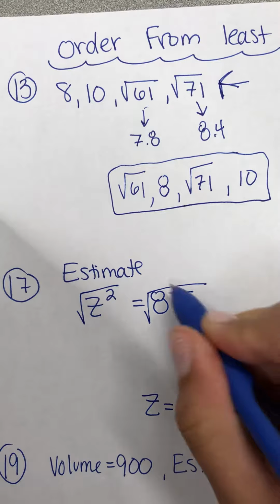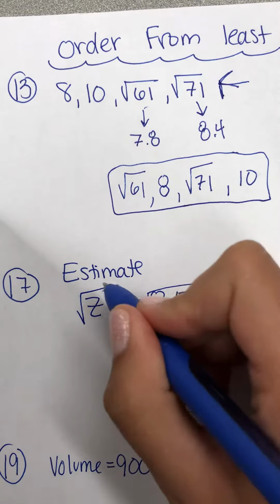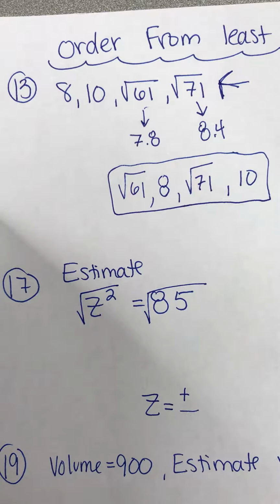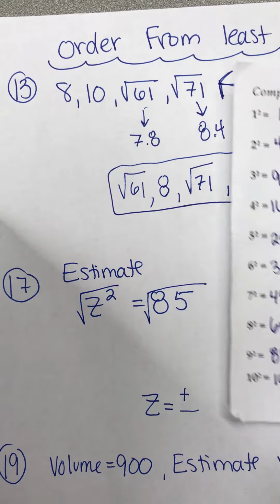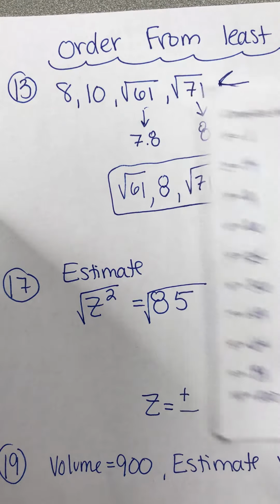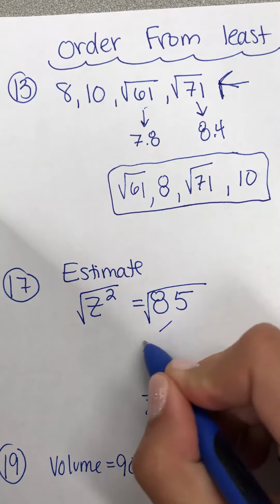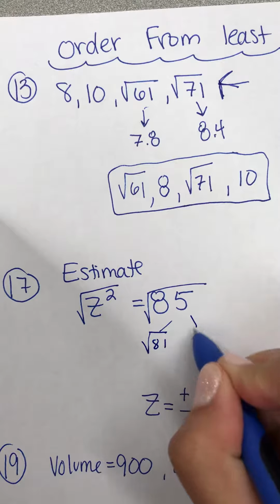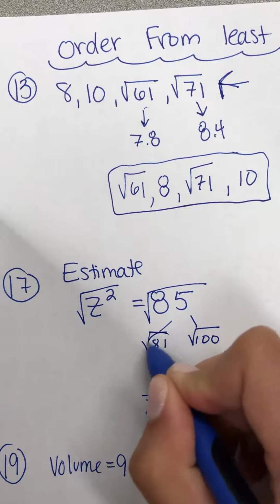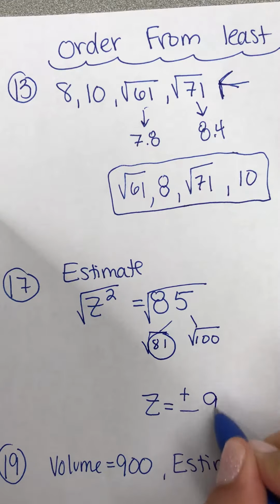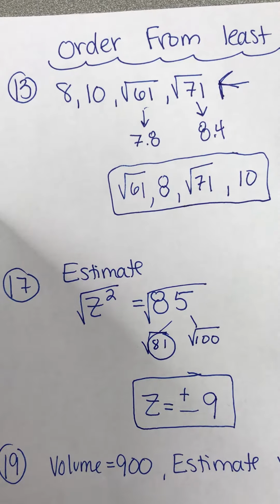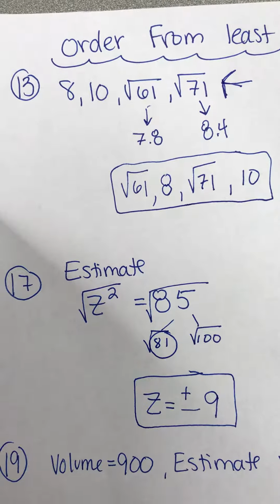Now that number is going to be whatever the square root of 85 is estimated, because we notice that that's not a perfect square. So we follow the same tricks of where does 85 fall between? 85 falls between the square root of 81 and 100. It is closer to 81, and the square root of 81 is 9. So your answer there would be x, or z, is equal to plus or minus 9.